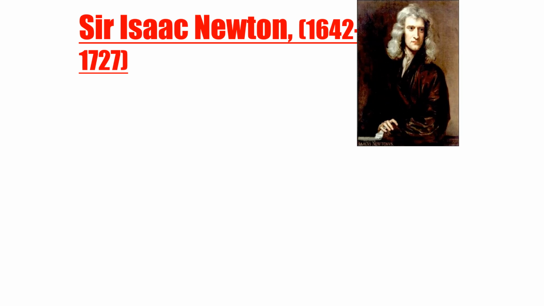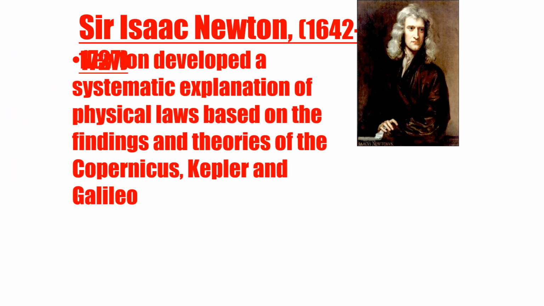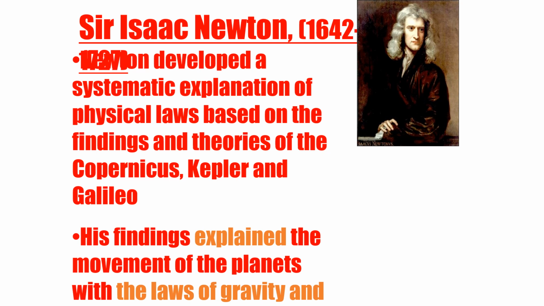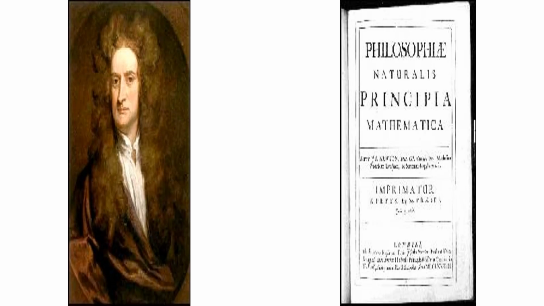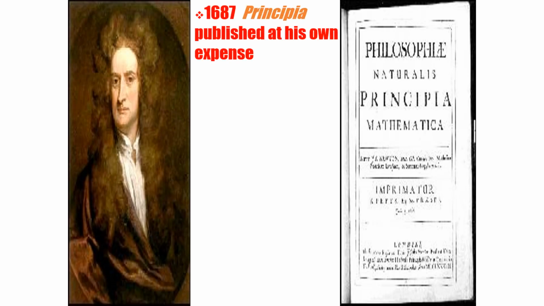Men like Sir Isaac Newton, okay, developed an explanation for physics, going along with Copernicus and Kepler and Galileo. He is the one who helps prove gravity, all right? The famous story of the apple falling from the tree. So it's the idea of the movement of the planets, but also the laws of gravity. And his book, Principia, published at his own expense, is going to be really big, explaining the universe and how it operates, and gravity.